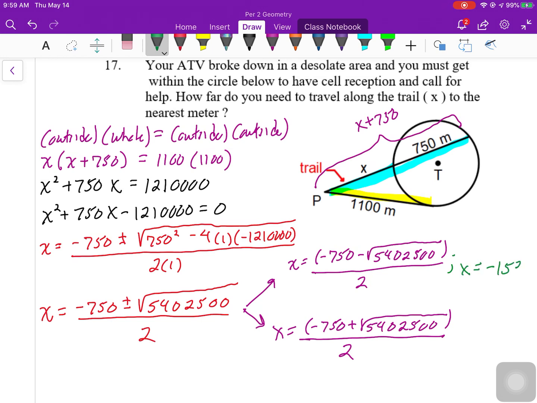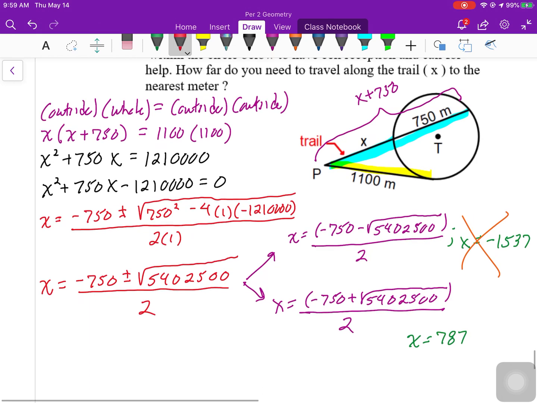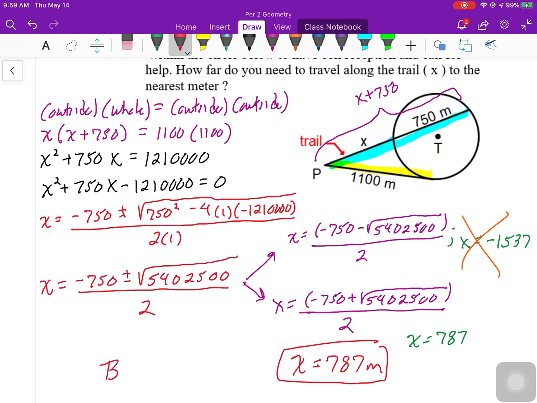When we enter this into our calculator, and it tells us to round to the nearest meter, the top one, I got x equals negative 1537. The bottom one, I got x equals 787. Well, you can't have a negative distance, so we disregard that top one, and our answer is just going to be x equals 787 meters. Again, don't forget the label, and don't forget to box your answer.